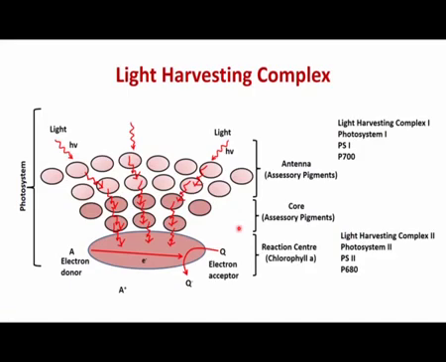What you can see in the PowerPoint slide is that, as we discussed, we have two different kinds of light harvesting complex, light harvesting complex 1 and light harvesting complex 2. The basic composition, or the basic machine configuration, of light harvesting complex 1 and light harvesting complex 2 remains constant.